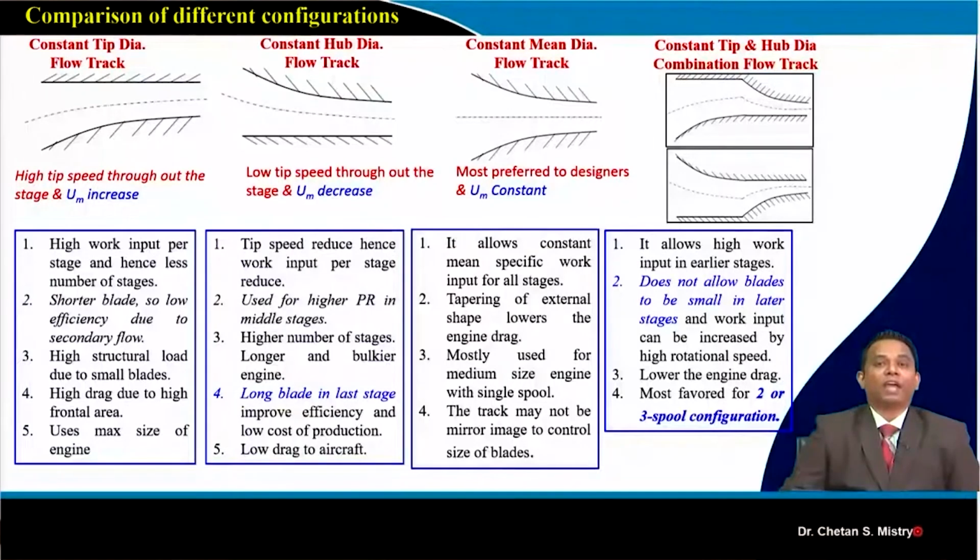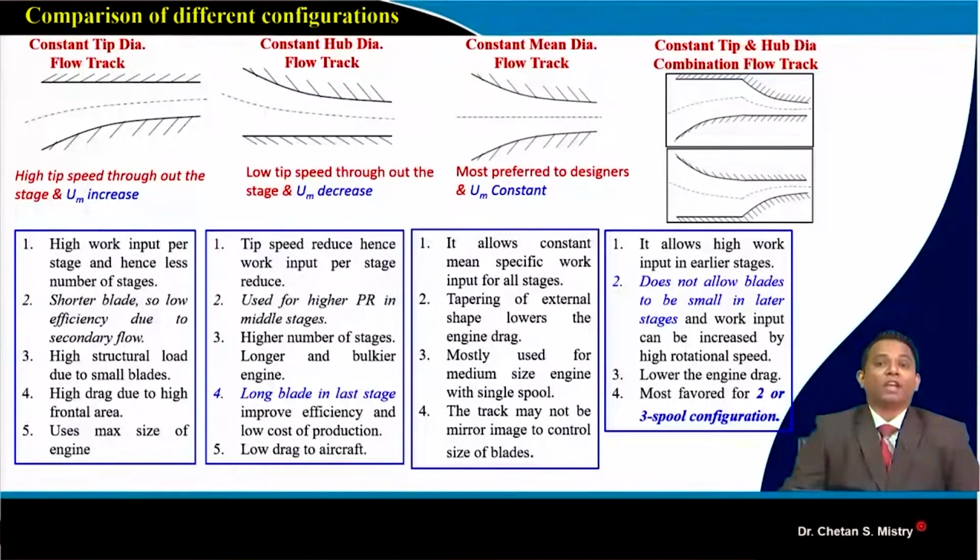We can have a constant tip diameter flow track, a constant hub diameter flow track, a constant mean diameter flow track, or a combination of constant tip and hub configuration. And we realize that once we have decided the total pressure ratio required by, say, the LP compressor or HP compressor, we need to decide the number of stages. Once we decide the number of stages, systematically we need to do our calculation for per stage pressure rise.